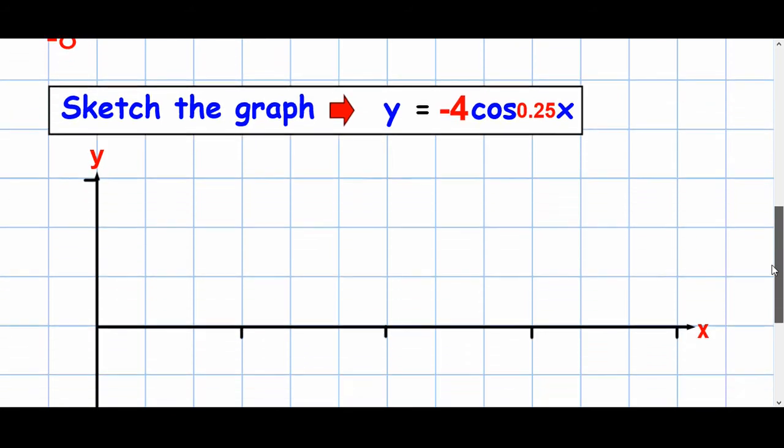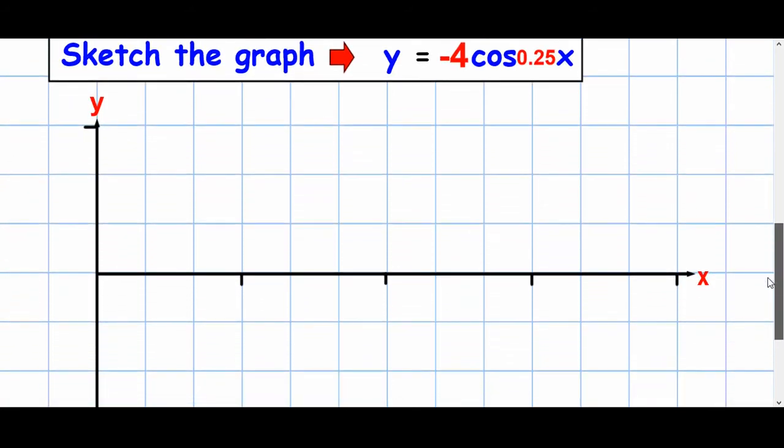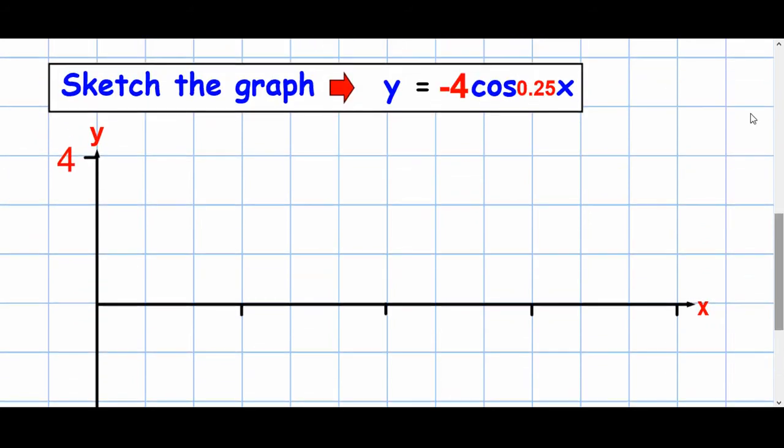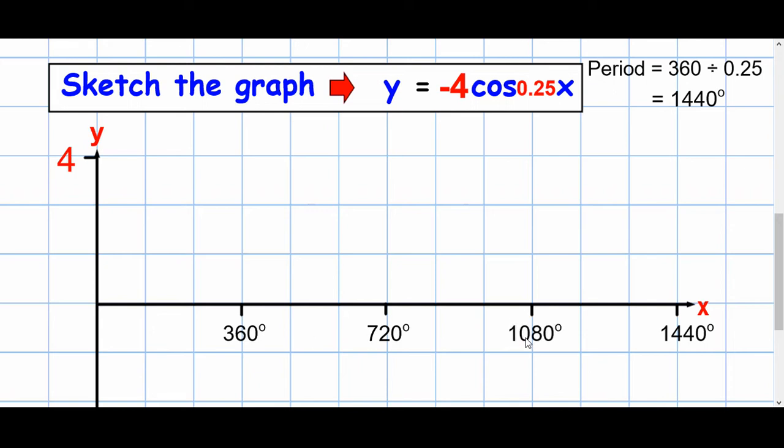Okay, last one, -4 cos 0.25x. So the first bit we think about, draw it out, again you can pause this and try it, but it should be 4 and -4. To get when the first wave finishes, we need to take our 360, divide it by a quarter basically. So we're dividing by a quarter, which is the same as timesing by 4. That's going to give you 1440, really big there. So 1440, half it 720, half it 360, add these two together, 1080.